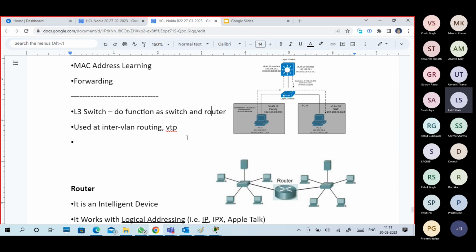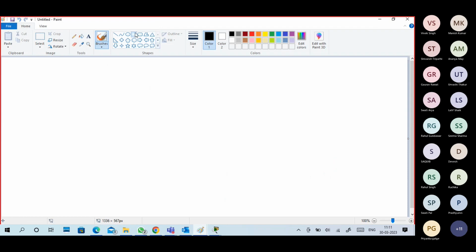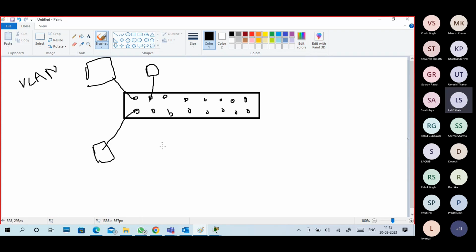I will tell you what the router will do. It can understand IP addresses. For VLANs, we can assign an IP address also. Inter-VLAN routing we can also do. What is meant by VLAN? Virtual LAN. This is a switch. A switch has ports, right? Every switch has its own ports. Each port has a port number. Whatever devices I connect to this switch are all in a single LAN only.